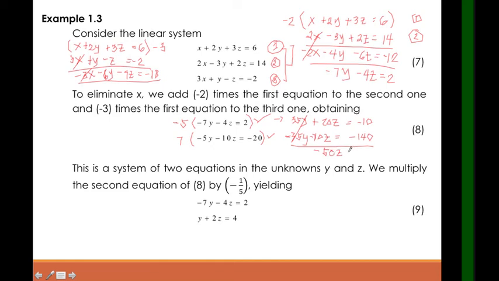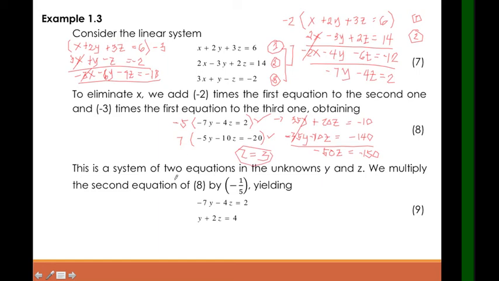Negative 50z equals, that is negative 150. Now, to get the value of z, we need to divide both sides by negative 50. Therefore, z is equal to 3. Z is equal to 3. Let's see if we will get the same as this solution.